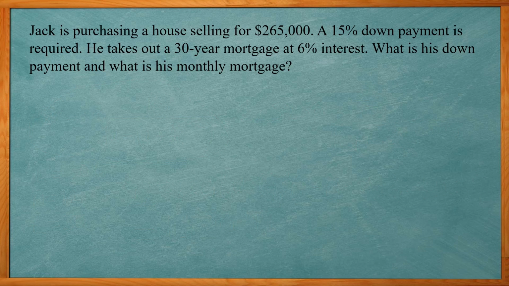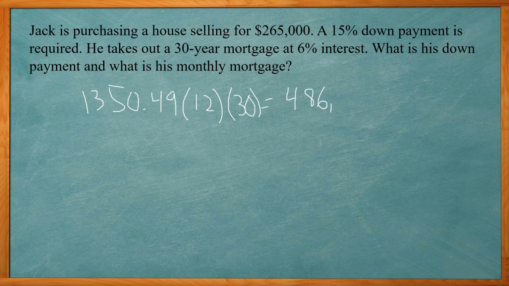So we found out our monthly payment is $1,350.49. That's how much we're going to pay each month for 30 years. So for our total, we multiply it by 12 months per year for 30 years. That's going to give us $486,176.40.